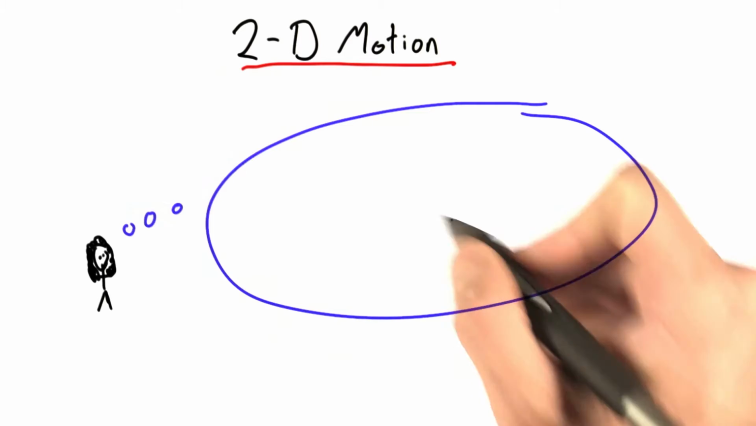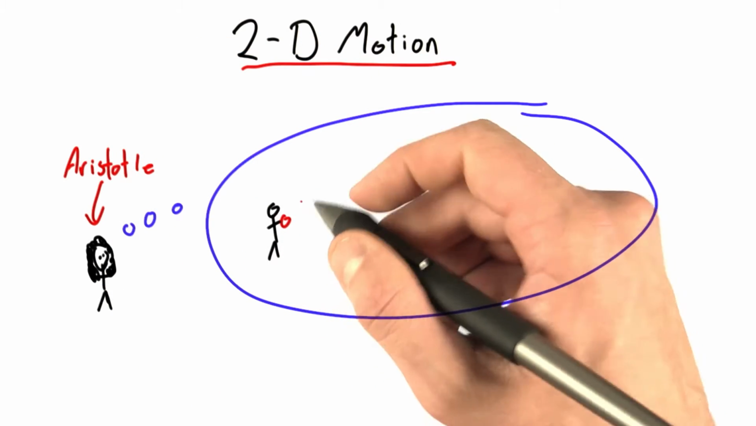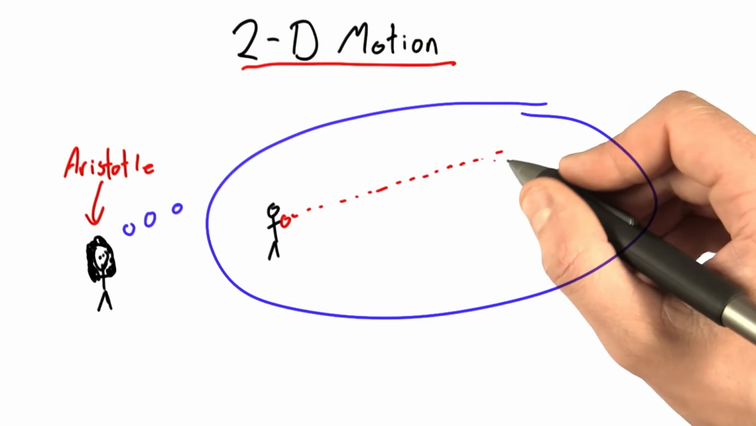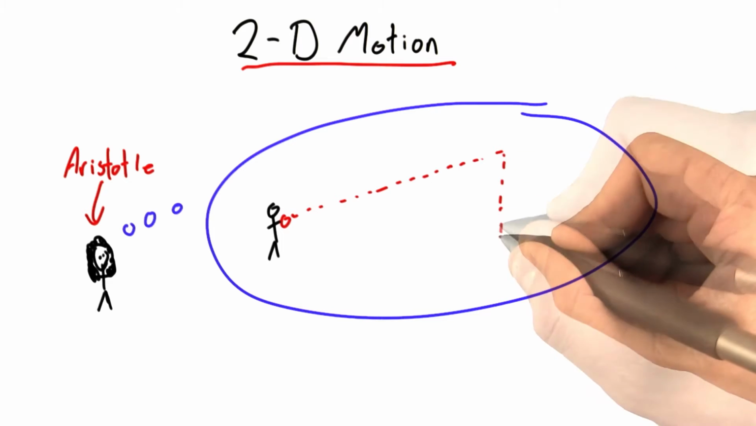In Aristotle's mind, and this is Aristotle over here, of course, objects, for example a ball thrown into the sky, move in a straight line until they run out of what he called impetus. At that point, the object will fall straight down and land somewhere on the ground.